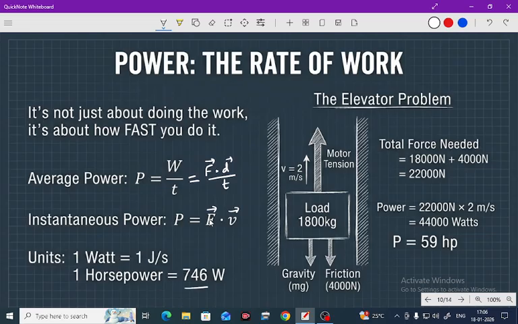The elevator problem: our load is 1800 kg. There is gravity, there is friction of 4000 Newton, gravity is mg, there is motor tension, and the velocity is 2 meter per second. Total force needed is 18,000 Newton plus 4,000, that is 22,000 Newton. Power equals 22,000 Newton times 2 meter per second, which is 44,000 watt, or about 59 horsepower. So in this way you can find the rate of work.